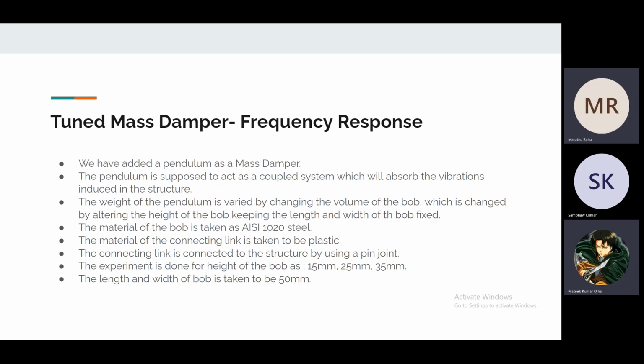that is AISI 120 steel. And we have also connected the link to the structure by a pin joint so that it freely has one degree of freedom. And we have done this experiment for three different heights, for example 15 millimeters, 25 millimeters, and 35 millimeters. The length and width of the bob is taken to be 50 millimeters. Next slide.